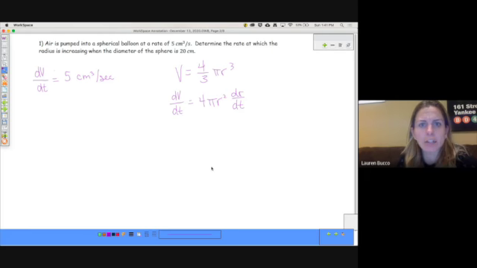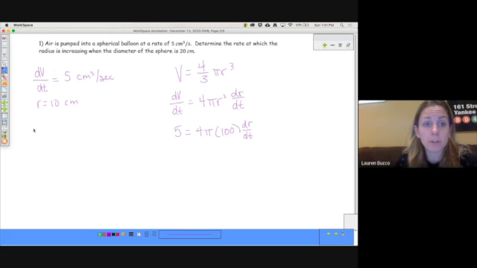And now I should be able to plug everything in. You guys are totally allowed to use a calculator today, although we're not going to use a calculator on this first one. We also know that the radius is 10, because it says the diameter is 20. So at this exact moment in time, the radius is equal to 10, and the rate at which the volume is changing is 5 cubic centimeters per second. I'm not plugging in units until the very end. So this would be 100 dr dt, and now we're pretty much able to solve for what we're looking for.